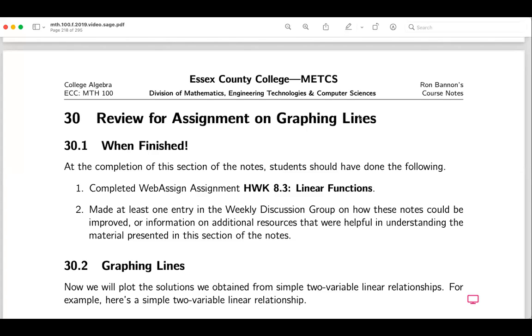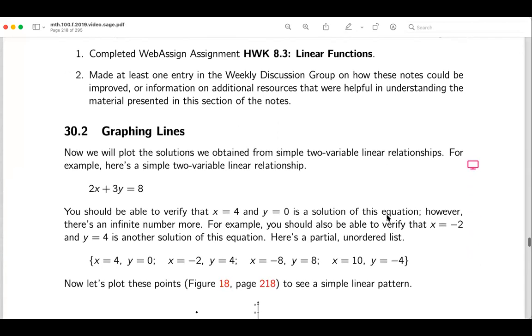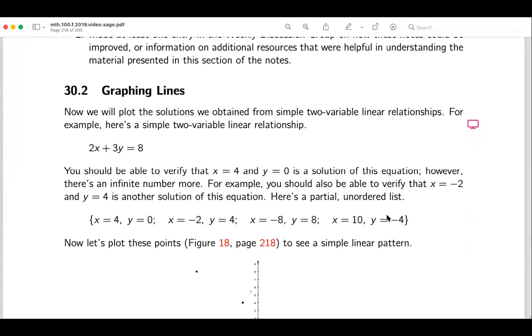Okay, we're in section 30 of the notes now. This is the assignment on graphing lines. So we covered this section. We covered how we'd like you to graph a line. Of course, there's some variance on this. Some students want to do it one way and some do it another way. My encouragement is to use integer values.